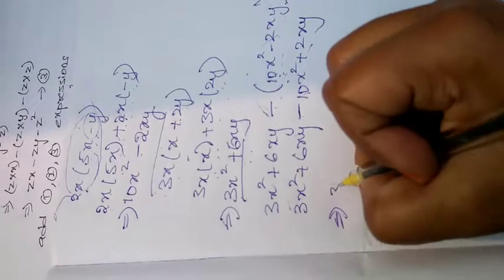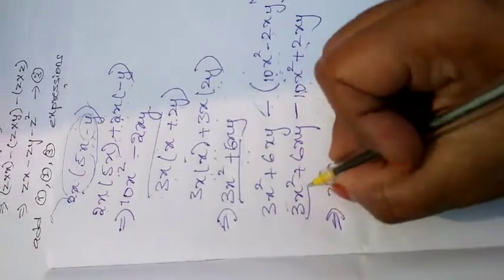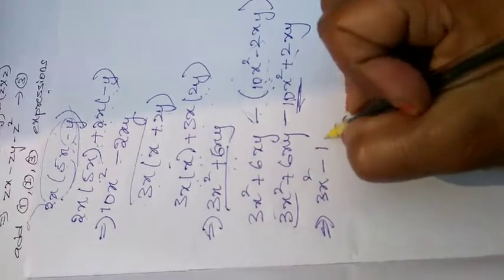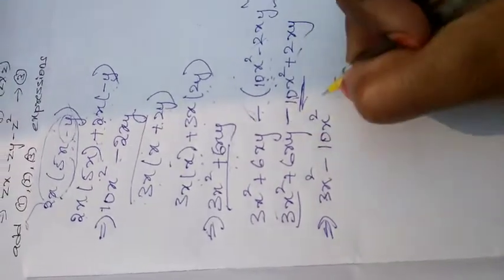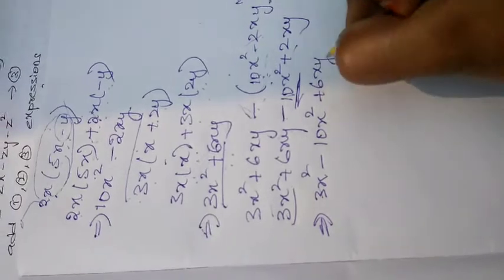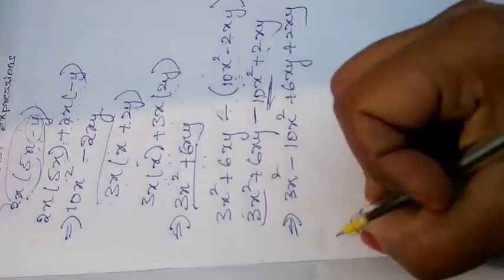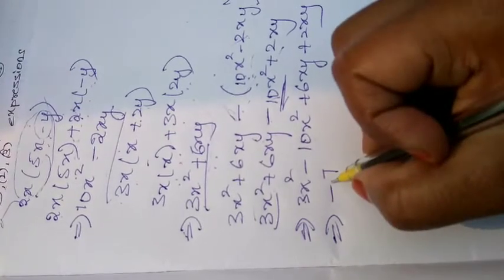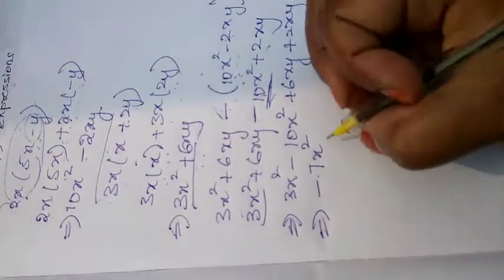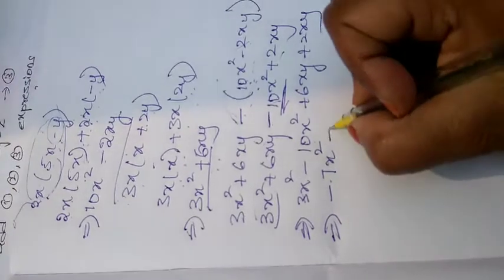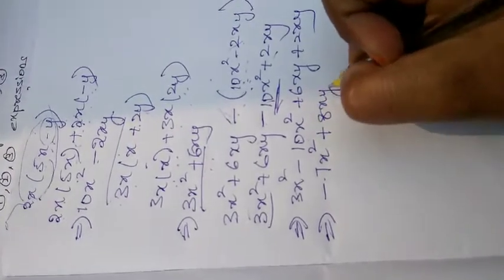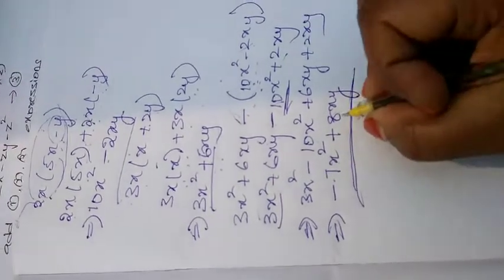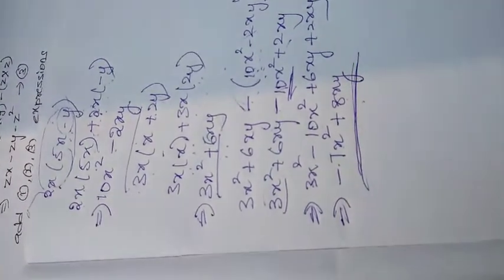Now write like terms together. Here 3x square and minus 10x square are like terms, so I will write them together, 3x square minus 10x square. Next plus 6xy plus 2xy. 3 minus 10 is minus 7, because the bigger number's symbol is minus, so minus 7x square, plus 6 plus 2 is 8, so 8xy. We cannot simplify this because these two are unlike terms, so this is your answer.